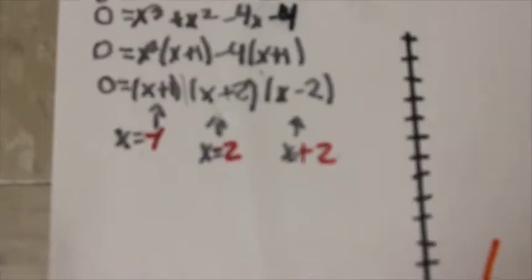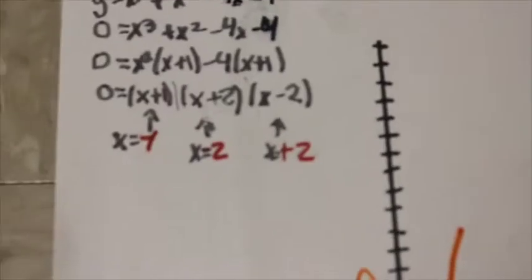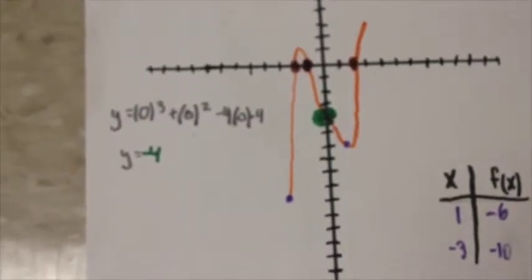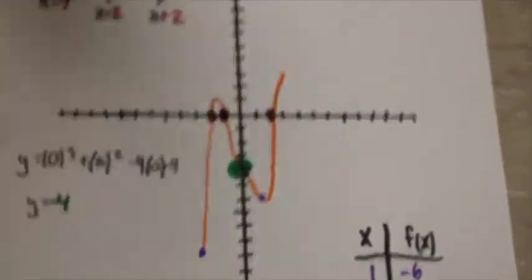From there, you set each factor equal to 0. So the first, x equals negative 1, the second, x equals negative 2, and the third, x equals positive 2. Then you plot those points right there. To find the y-intercept, you set x equal to 0, and there you get y equals negative 4.